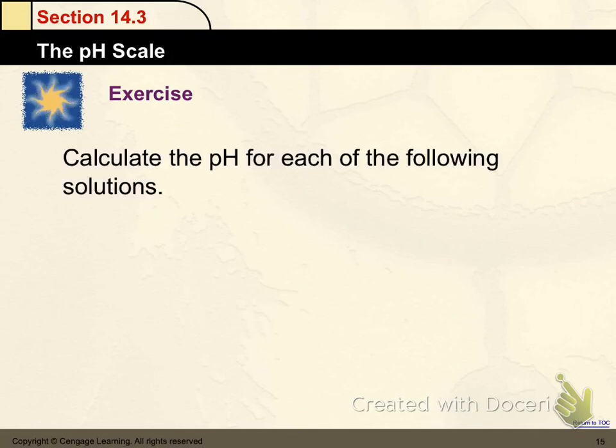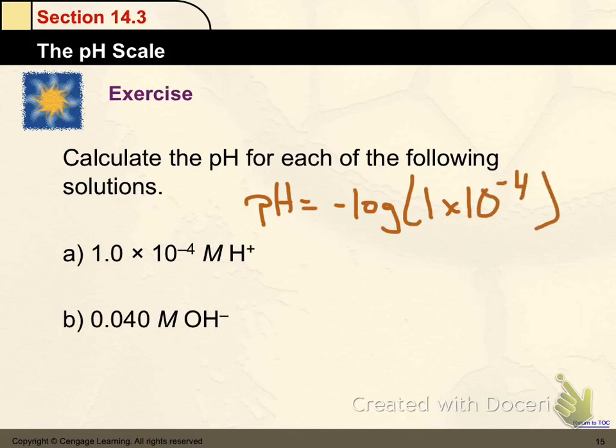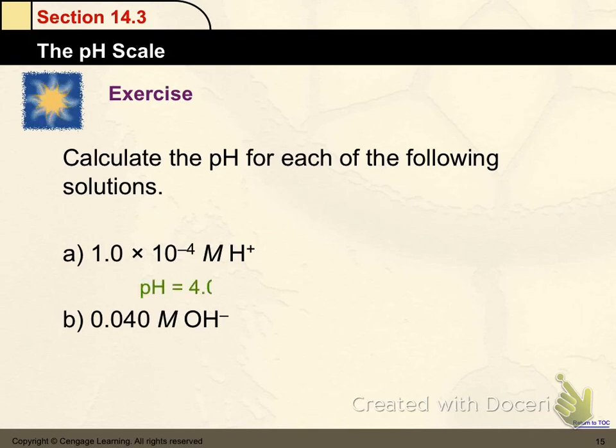Okay, so let's do some work with this. We're going to calculate the pH for each of the following solutions, just to get an idea of how the math works. Logs aren't always the easiest things to work with, so we want a bit of practice. The first one's pretty simple. We're going to look for the pH, which is just the negative log of 1 times 10 to the negative fourth. And when we do that, we're going to come up with a value of 4.00. Let me erase that one.